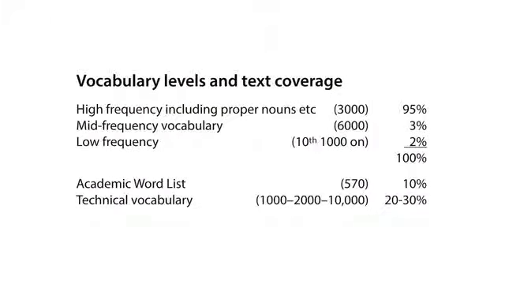Technical vocabularies are typically around about 1,000 or 2,000 words. If somebody knows the high-frequency words of the language, and they know the academic word list, then their next step should be learning the subject matter words, the technical vocabulary of the field that they wish to specialize in. And there are ways that teachers can help them to do this.